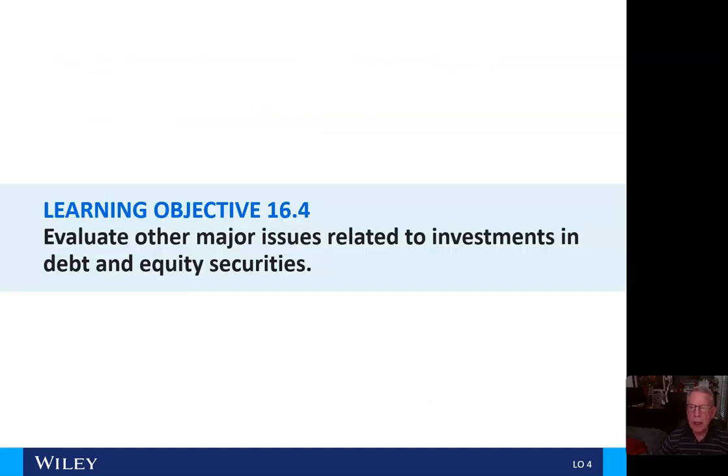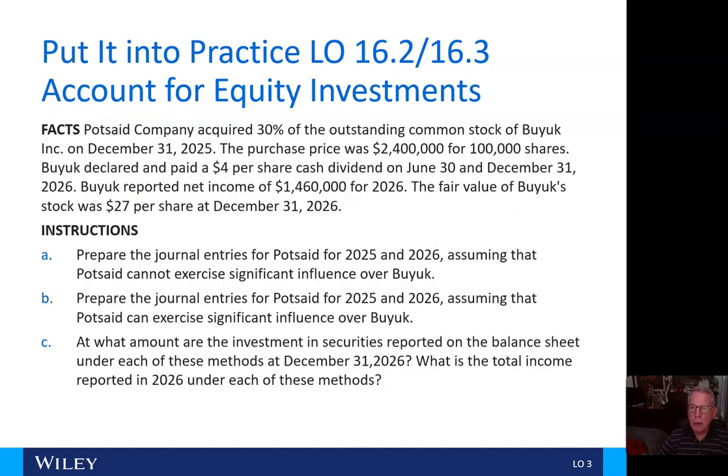Now, under Charlie, at what amount are the investment in securities reported on the balance sheet under each of these methods at December 31st, 2026? What is the total income reported in 2026 under each of these methods?